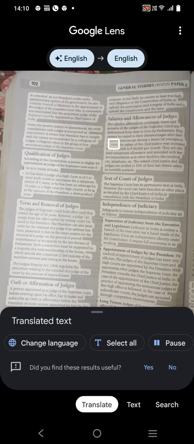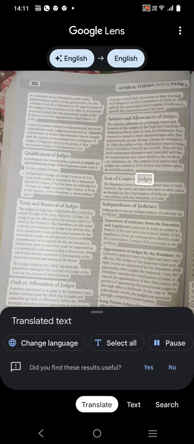In 2009, the salary of the Chief Justice was increased from $33,000 to $90,000 per month. They are also paid sumptuary allowance and provided with free accommodation and other facilities like medical, car, telephone, etc. The retired Chief Justice and judges are entitled to 50% of their last drawn salary as monthly pension.